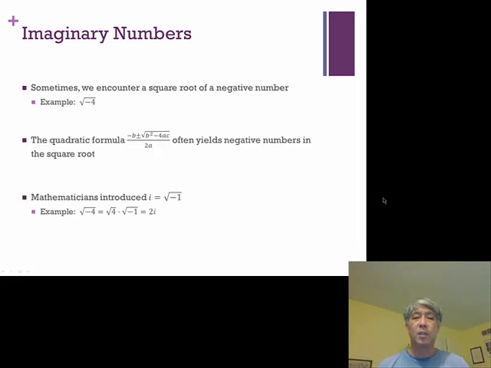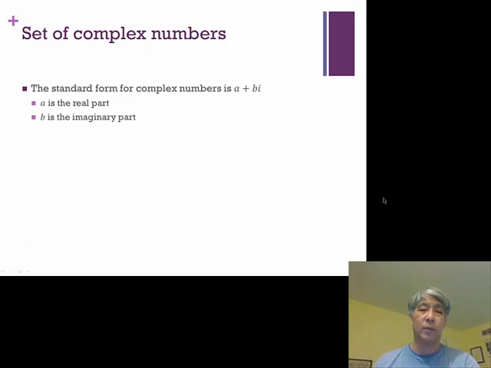And so mathematicians introduced the concept of the letter i to represent the square root of -1. So I can now express the square root of -4 as the square root of the positive number 4, times the square root of -1, or basically just 2i in this case. And the reverse: if i is equal to the square root of -1, i squared will equal -1.